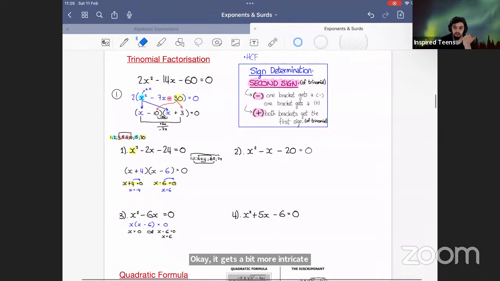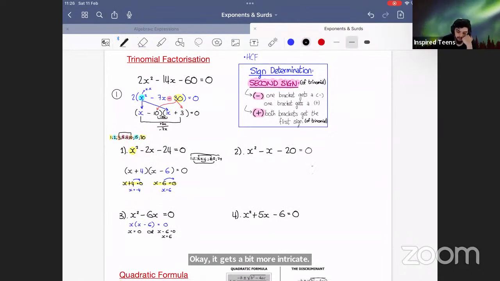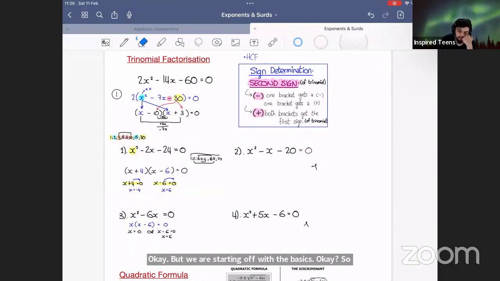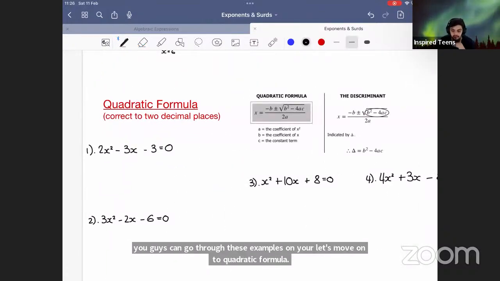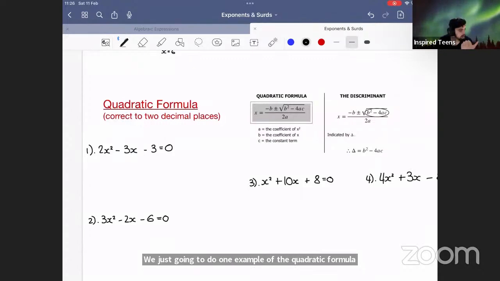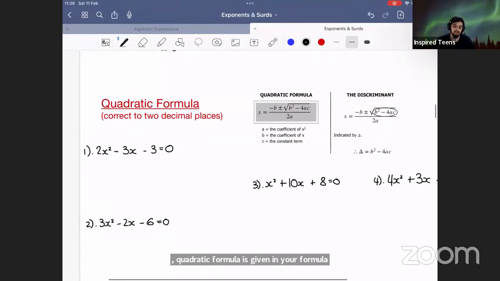Okay, we are starting off with the basics. You can go through these examples on your own. Let's move on to the quadratic formula. We're just going to do one example of the quadratic formula. The quadratic formula is given in your formula sheet. This is the quadratic formula.